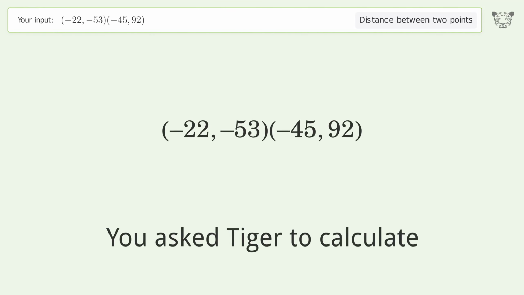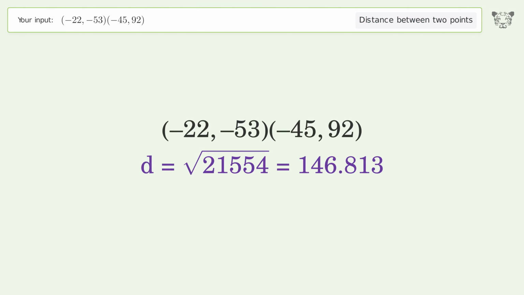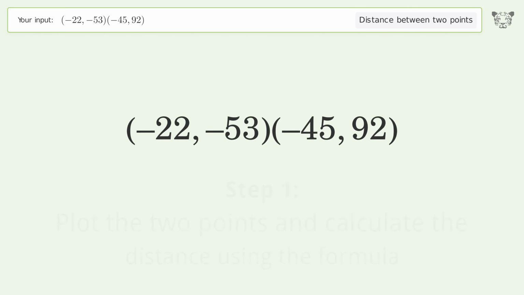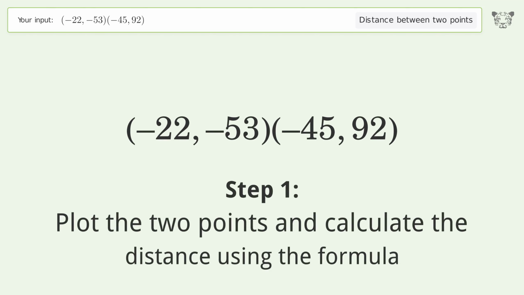You ask Tiger to calculate. This deals with the distance between 2 points. The distance between the 2 points is the square root of 21,554 or 146.813. Let's solve it step by step. Plot the 2 points and calculate the distance using the formula.